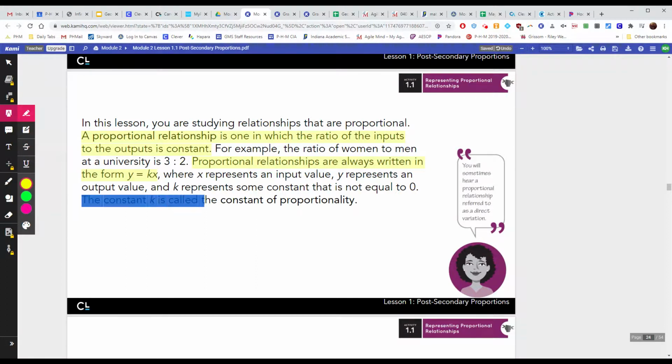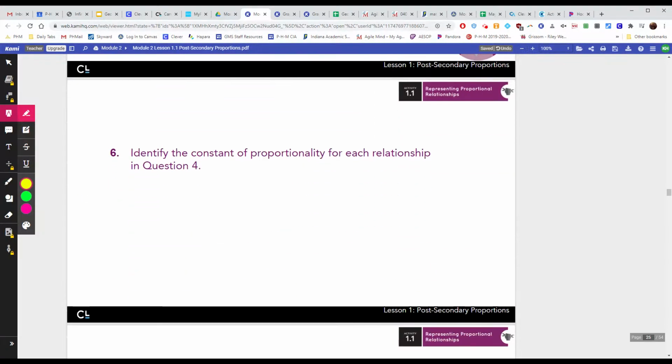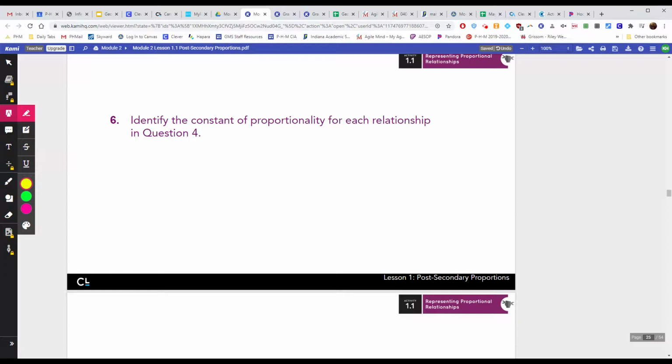And then the last thing I want you to know is that this constant k is called the constant of proportionality. Those who had me last year in 7th grade, we used that term last year. Constant of proportionality is that coefficient in front of x. So let's go back to question 4. Turn to page 10, just the next page over, and find the constant of proportionality for each of these.